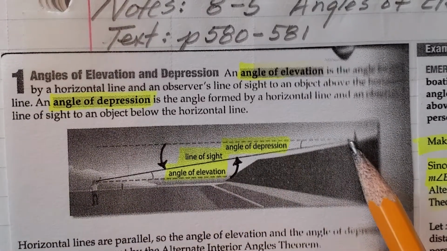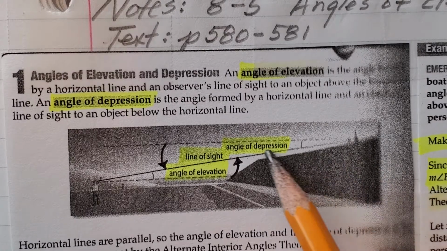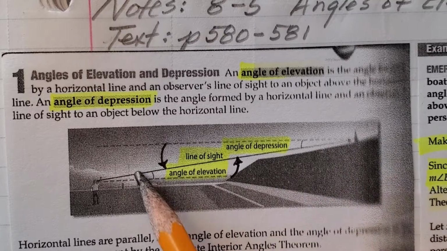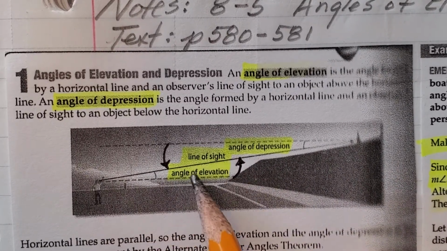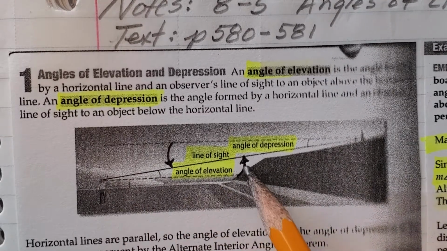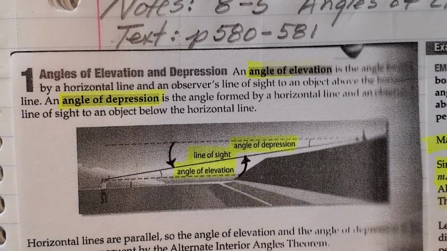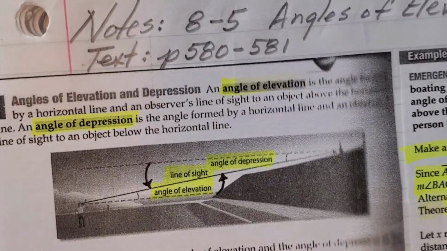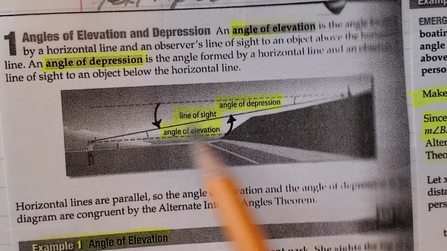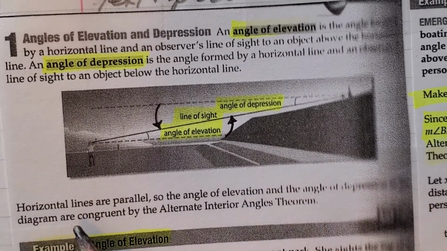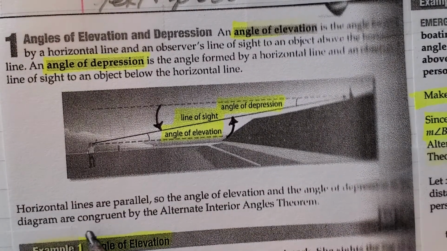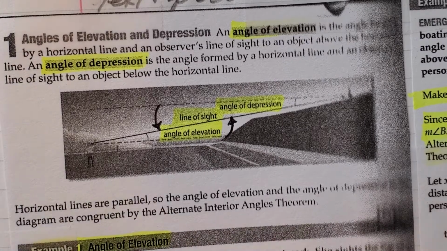So you can see if you're here, your angle of depression is going to go down, of course. The line of sight goes down if you're looking down. If you're here and looking up, the angle of elevation goes up from the horizontal line to the line of sight. So those are the two different angles of depression or elevation. If you have parallel lines cut by a transversal, alternate interior angles are equal. So horizontal lines are parallel, so the angle of elevation and the angle of depression in a diagram are congruent by the alternate interior angle theorem.